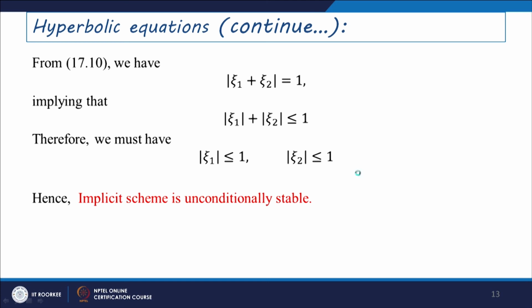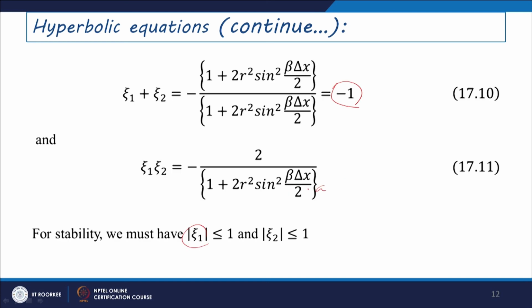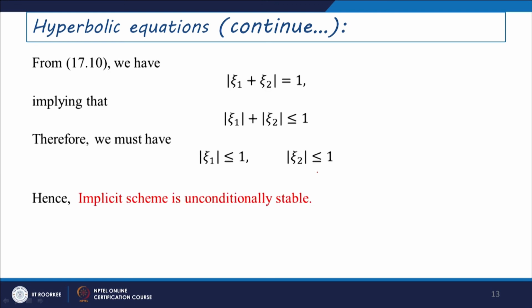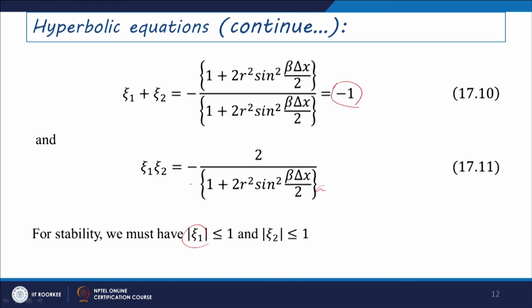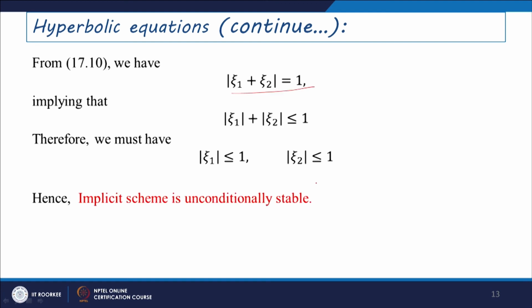If you put this condition in the second equation here, zeta 1 plus zeta 2 has a minus 1 there itself. So, we will have two conditions to be satisfied: the absolute value of zeta 1 plus zeta 2 equals 1, and zeta 1 zeta 2 should be minus 2 by 1 plus 2 r square sin square beta delta x by 2. So, the absolute value of zeta 1 should be less than or equal to 1, and the absolute value of zeta 2 should be less than or equal to 1.